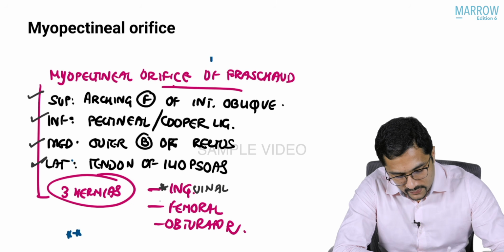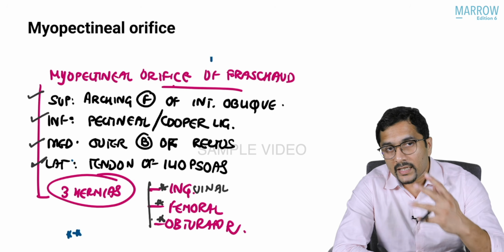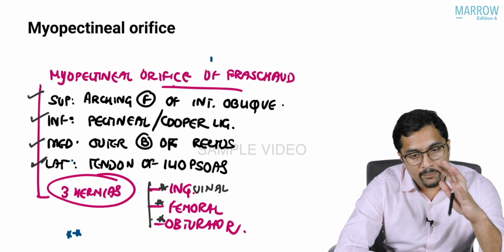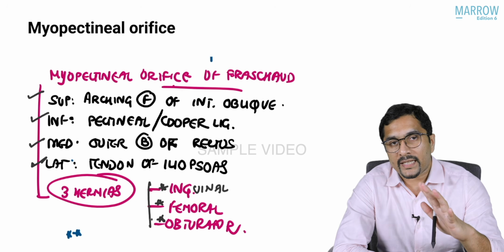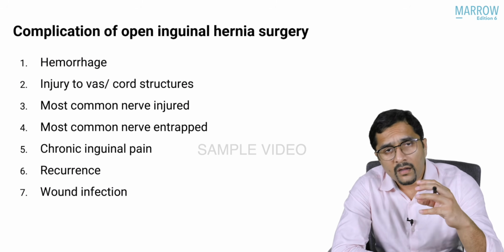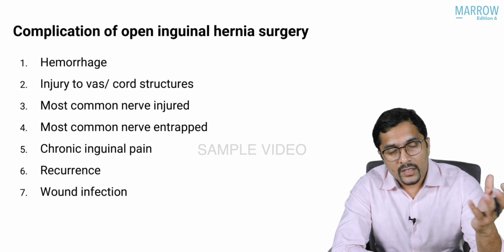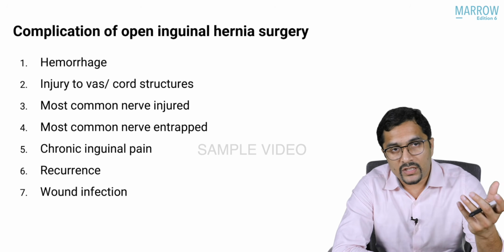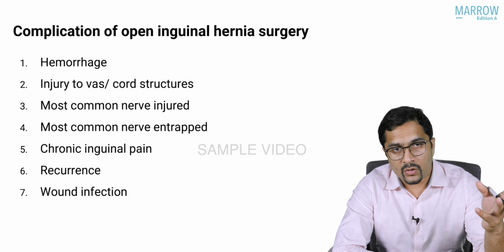It covers the defects of three hernias: inguinal, femoral, and obturator. So three hernia defects are covered. So if by laparoscopy, if I can put a mesh to cover the myopectineal orifice, I am taking care of these three hernias. Now, inguinal hernia surgery, we are doing a mesh repair. So it is a hernioplasty which is being done. Now, it can either be done via the open method or the laparoscopic method.